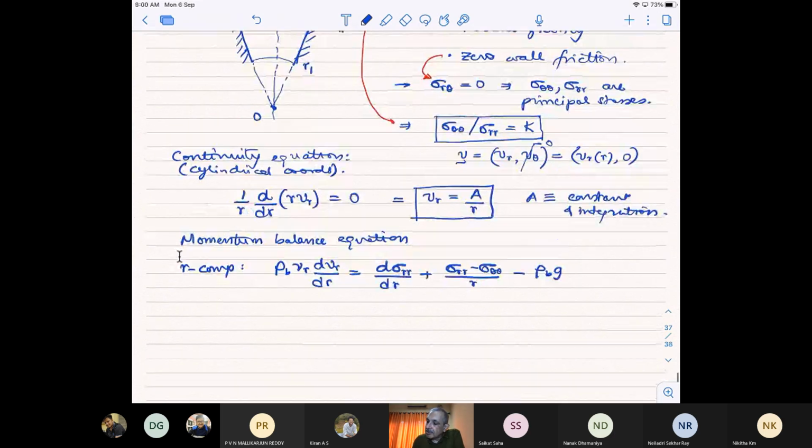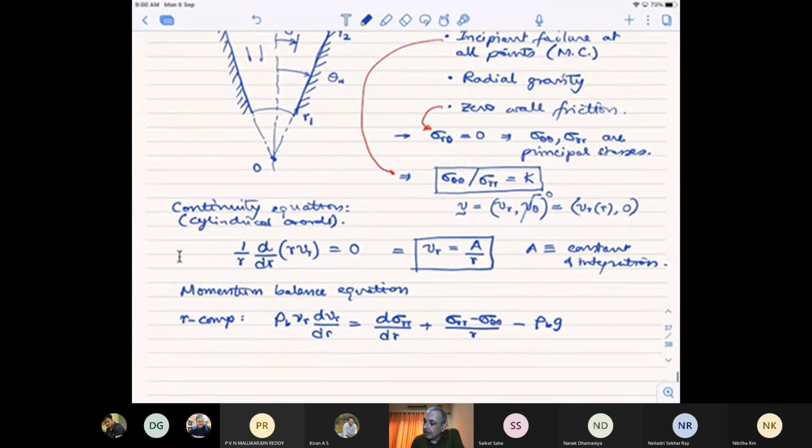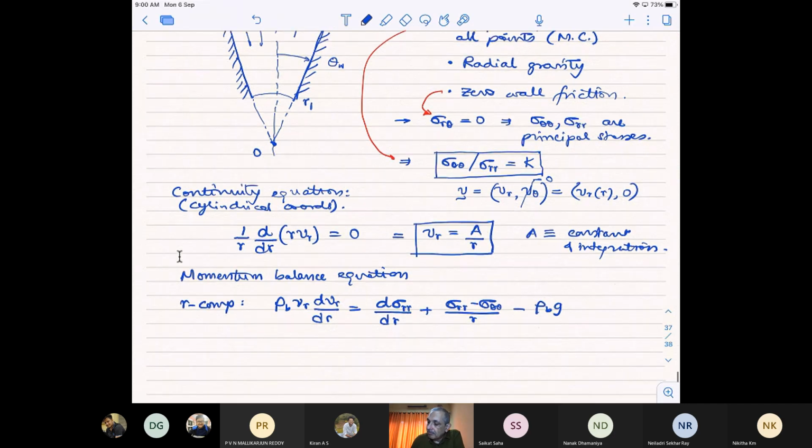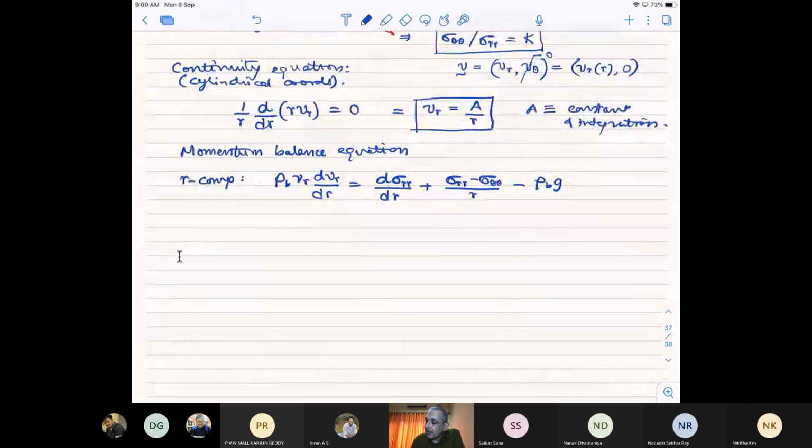Now this is a consequence of using radial gravity, because since we are looking at the R component, you see the gravity is in the radial direction, so you just get it as a constant. If gravity was acting in the Z, in the downward direction, then this would have become G cos theta, then all of our initial assumptions would fail. So this is our momentum balance equation.